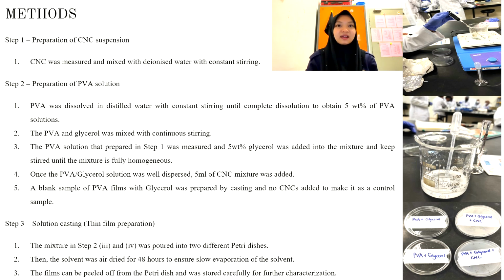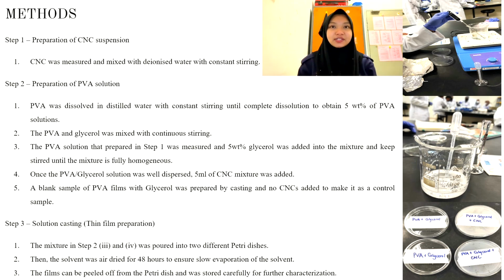Once the PVA and glycerol solution was well dispersed, 5 ml of CNC mixture was added and kept stirring at 90 degrees Celsius for 30 minutes. Then, a blank sample of PVA film with glycerol was prepared by casting with no CNC added, to serve as a control sample. Step 3 is solution casting or thin film preparation.